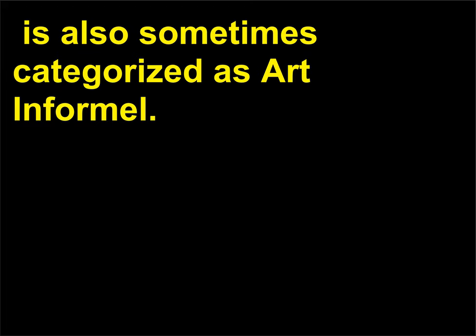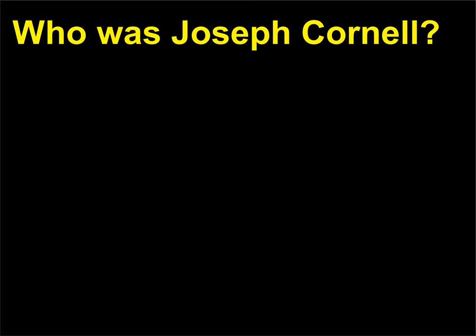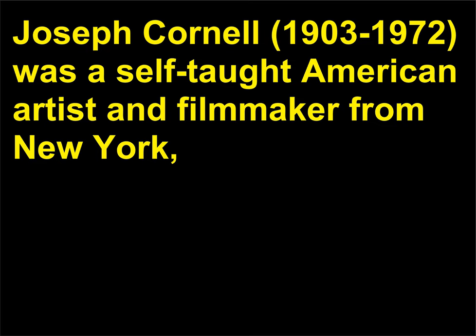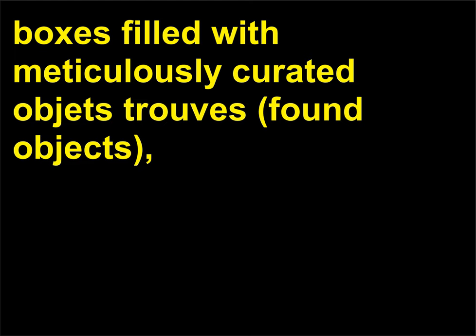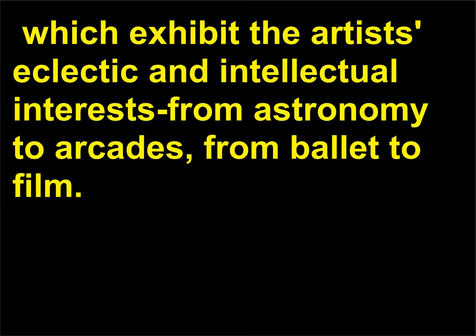Who was Joseph Cornell? Joseph Cornell, 1903-1972, was a self-taught American artist and filmmaker from New York, who experimented with surrealist collage and assemblage, and is most celebrated for his shadow boxes filled with meticulously curated objets trouvés, found objects, which exhibit the artist's eclectic and intellectual interests from astronomy to arcades, from ballet to film.